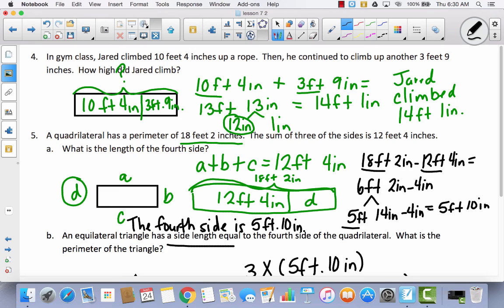Okay, so today we tackled some problems where we were adding mixed units of measurement, just like we did in lesson 6, where we were talking about mixed units of capacity. It's very similar to what we've been doing with fractions. You just have to remember those conversions. So anytime that you need to go back and look at your journal to remember how many feet are in a yard or how many inches are in a foot, then you can always go back there and look.